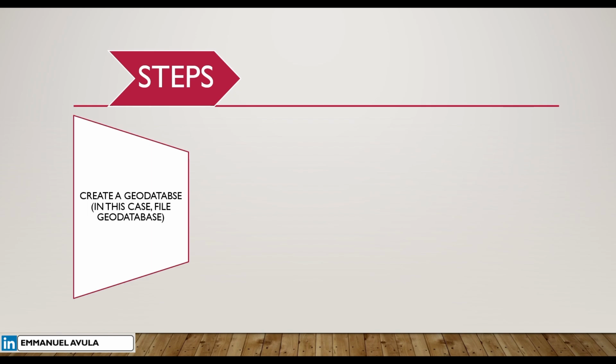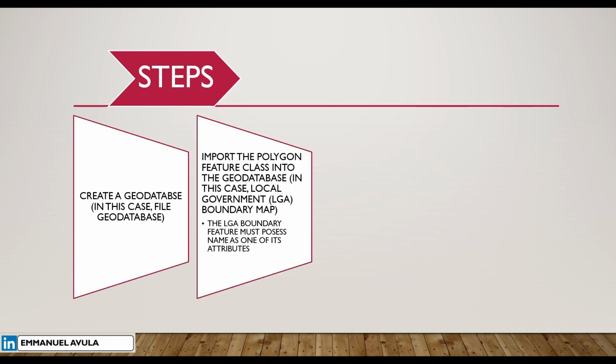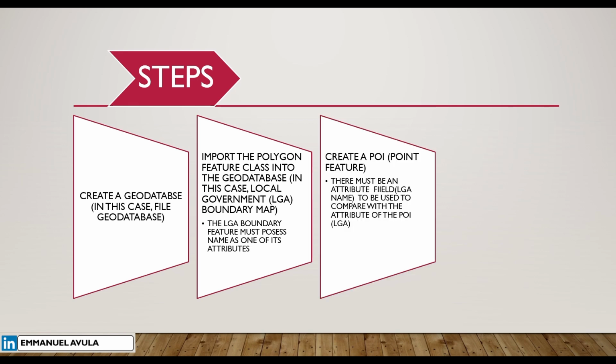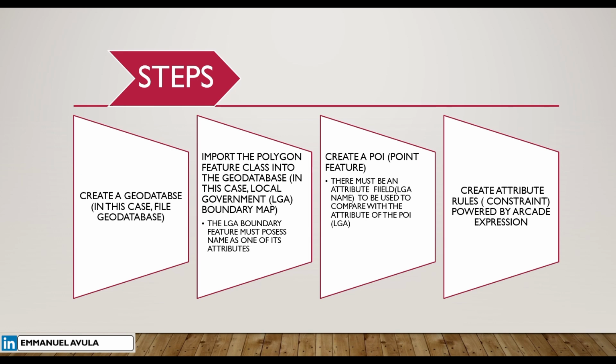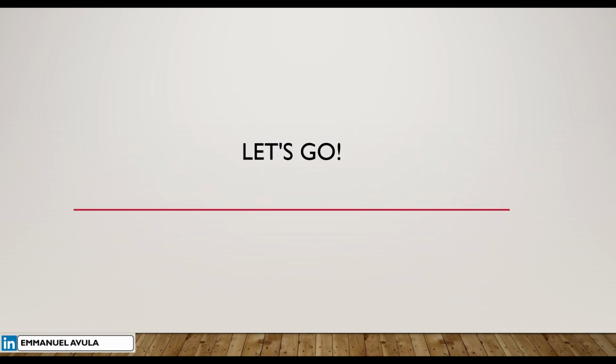We will create Geodatabase, and then have the local government boundary map imported into the Geodatabase. We'll also have our point of interest created, and then we'll ensure that it has a field that will capture the local government name that is supposed to match with the local government polygon map. And then we will generate global IDs, and after generating global IDs, we will proceed to configure the attribute rule that will be powered by an ArcGIS expression. So let's go to the demonstration.